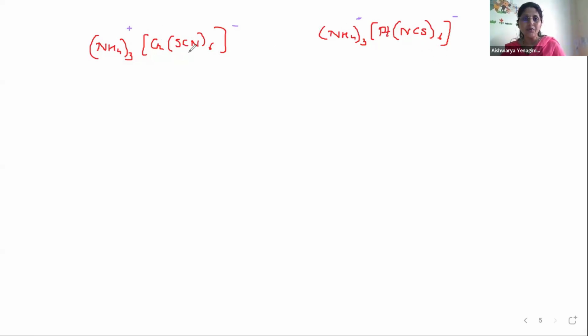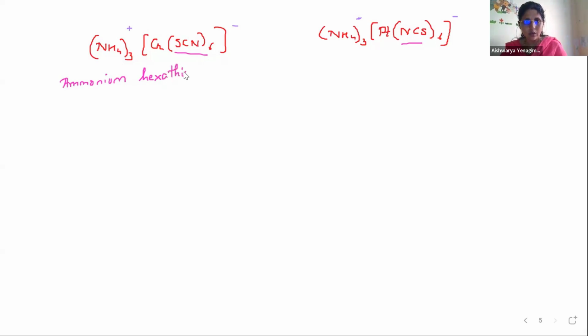Now see, this is an example of an ambidentate ligand. Here the donor atom site, the point of attachment, is different. Here it is through S and here it is through N. So how do we write the name for such compounds? NH4 is ammonium. First the cation has to be written, so ammonium, then leave some space between cation and anion. How many ligands are there? There are 6 ligands, so 6 stands for hexa. What is this SCN? SCN is thiocyaneto.